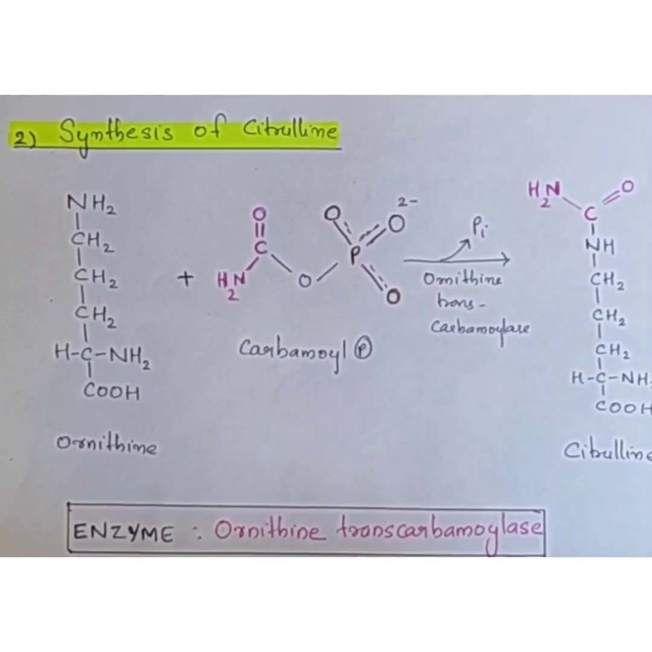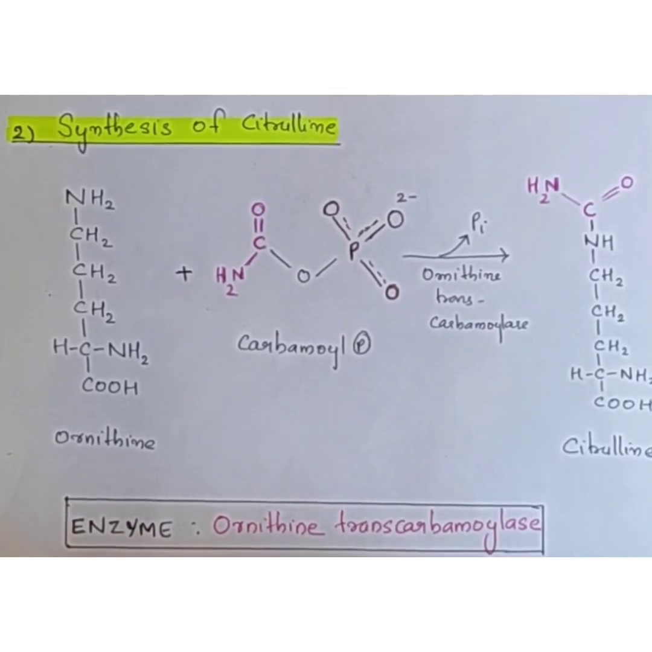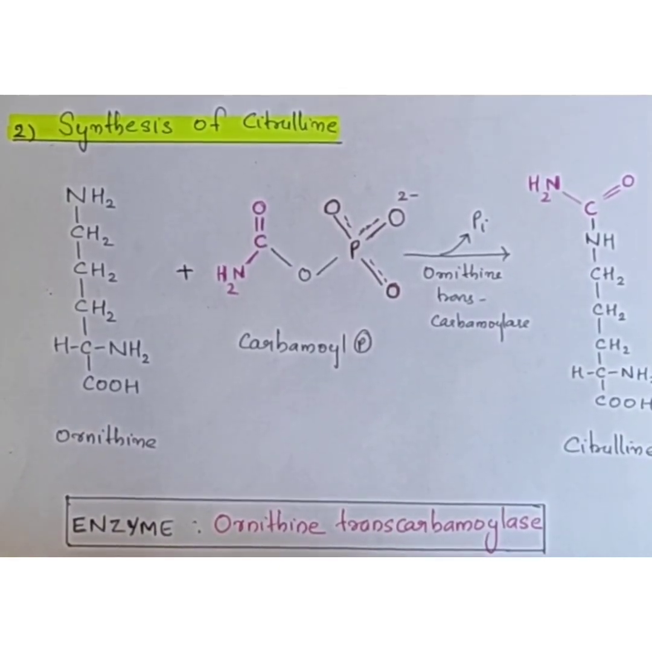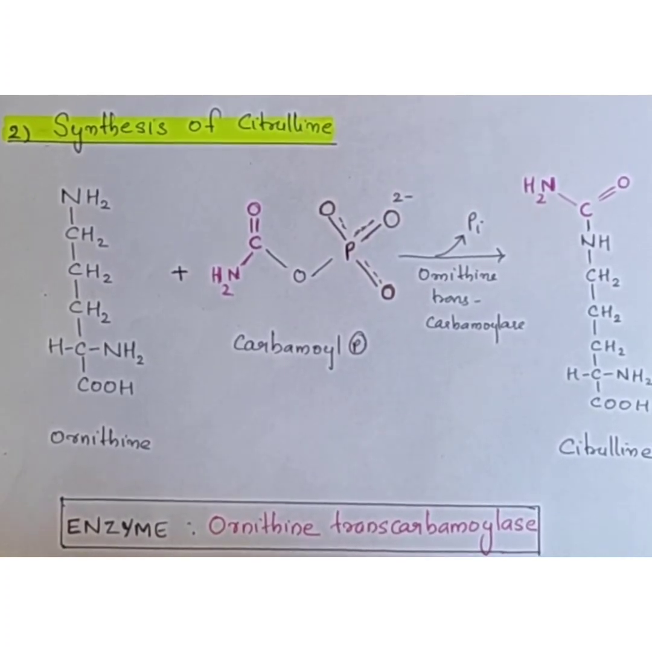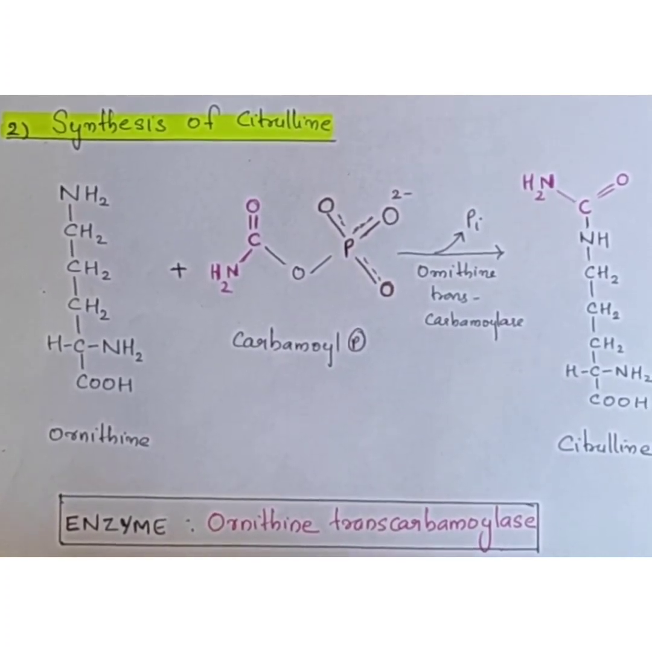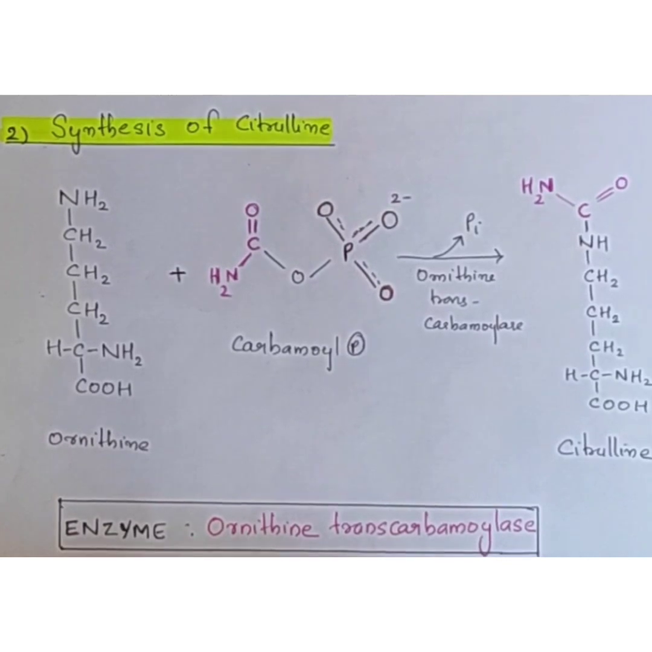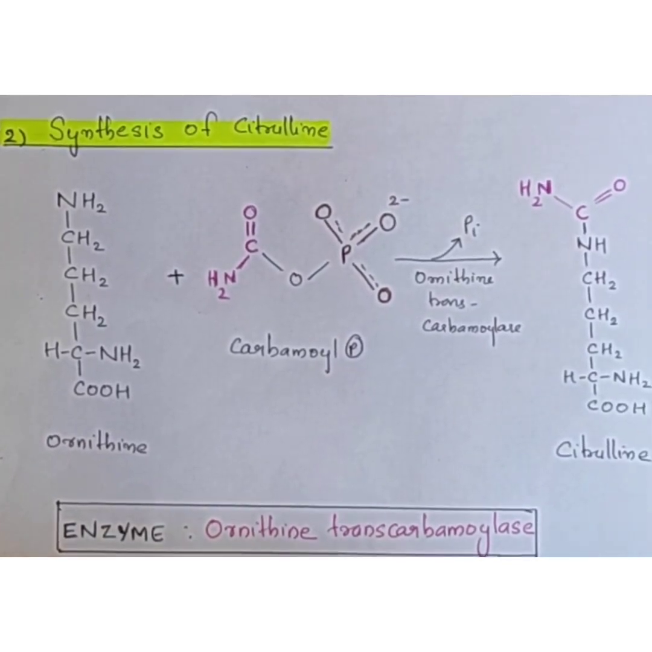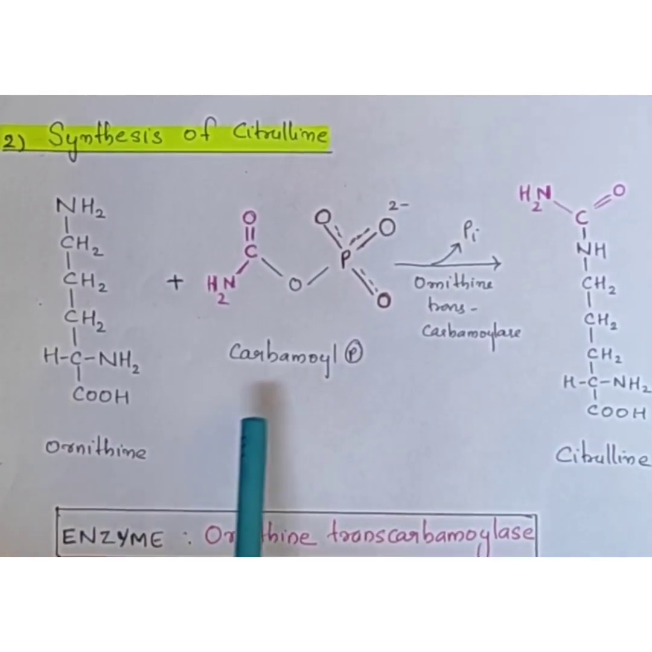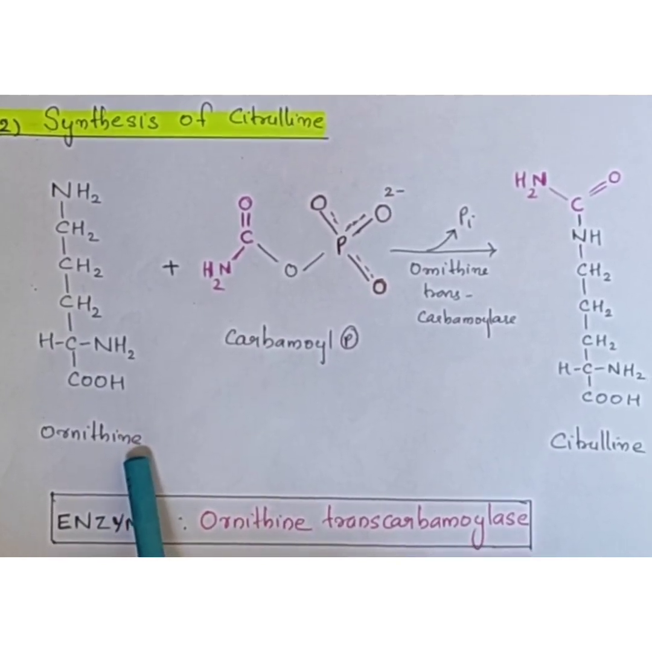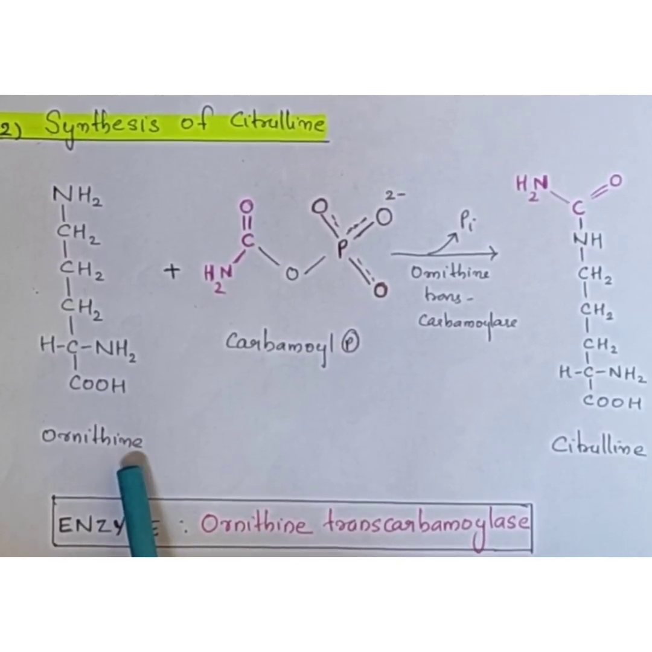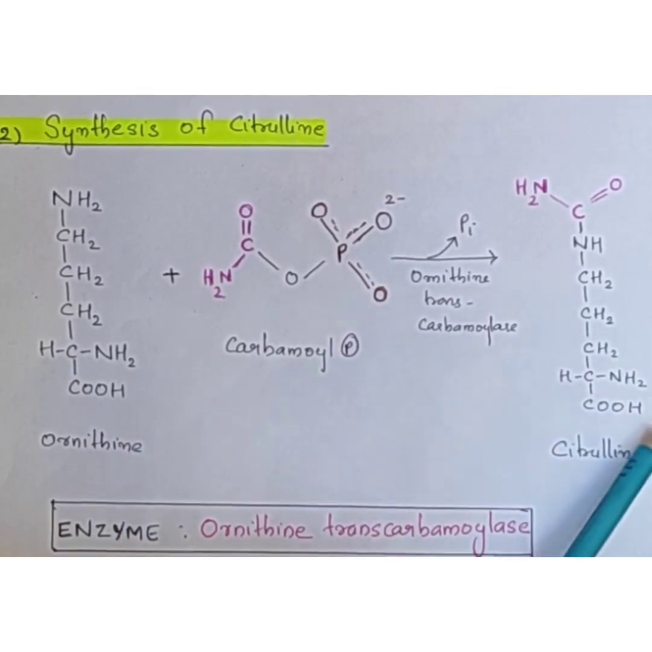So let us move on to the next reaction, that is the synthesis of citrulline. As I said earlier, this reaction is also mitochondrial because the enzymes for this reaction are distributed in the mitochondria of the liver. Here, the carbamoyl portion of carbamoyl phosphate is transferred to ornithine, which is an amino acid present in mitochondria, and results in the formation of citrulline.